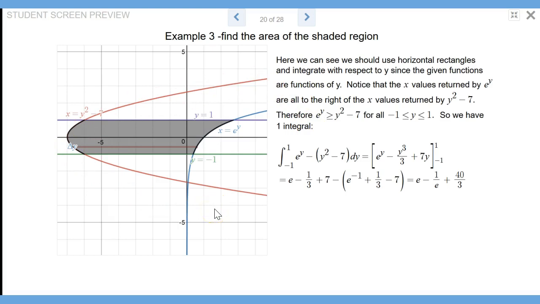And notice on the interval -1 to 1, so that's marked by these two horizontal lines, e to the y is always greater than y squared minus 7. So I just have one definite integral.